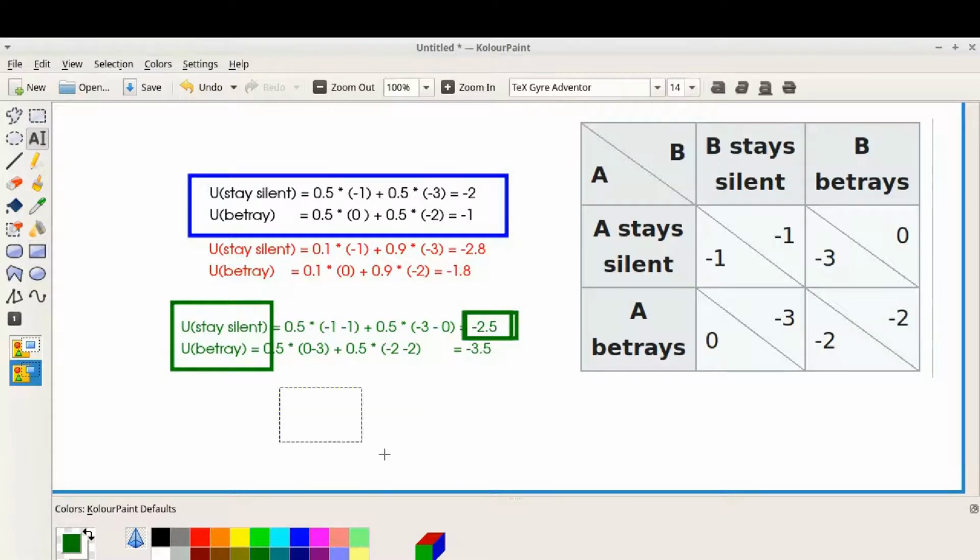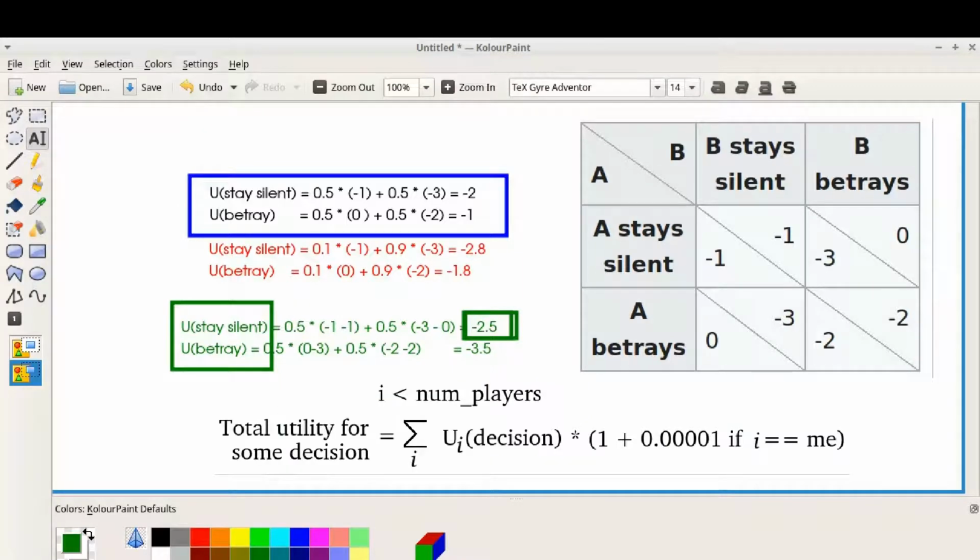I like to do it like this. When I compute utility, I say sum sub i of utility for everyone, but then plus 0.001 if i is me. Okay, that's pretty awful pseudocode here. But here's what I'm saying.